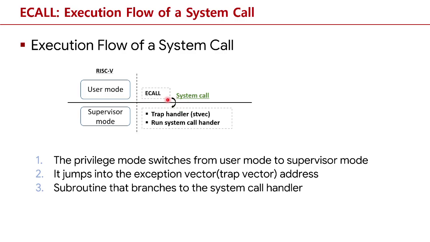As you can see, an ECALL assembly instruction is usually performed in the user mode. In the user mode, as you know, user applications run. If you run the ECALL assembly instruction, an exception will be triggered from the RISC-V core, and then the privilege mode will be switched from user mode to supervisor mode. The corresponding system call handler will be called in the trap handler.